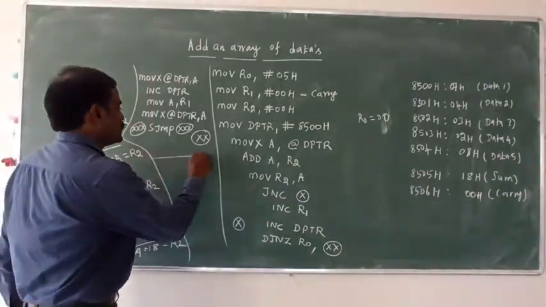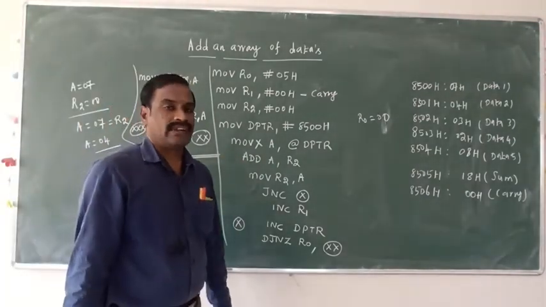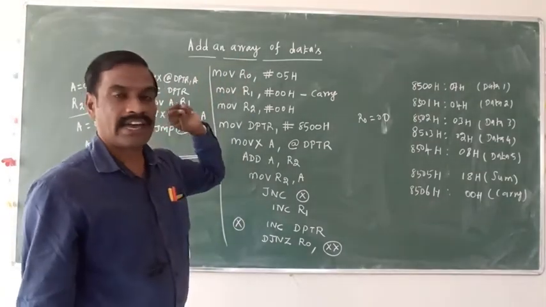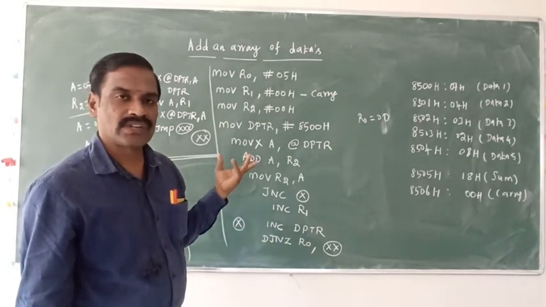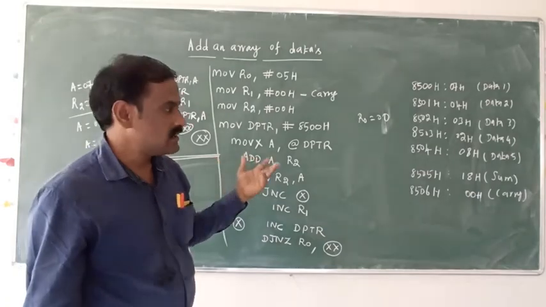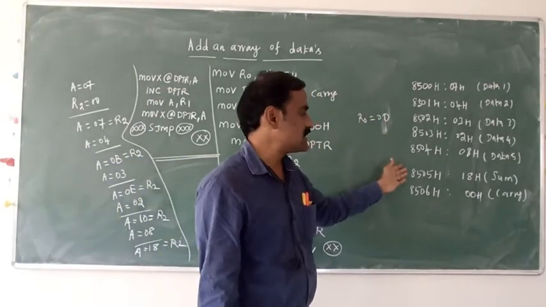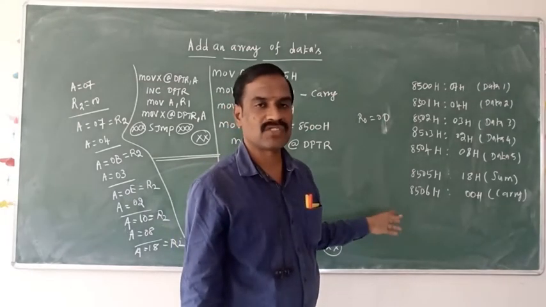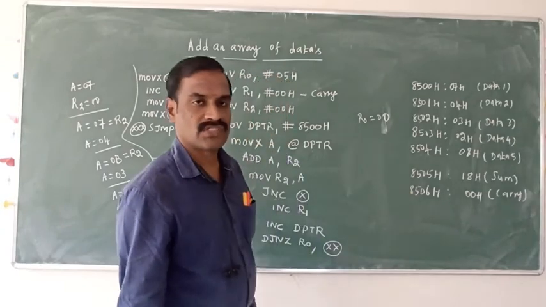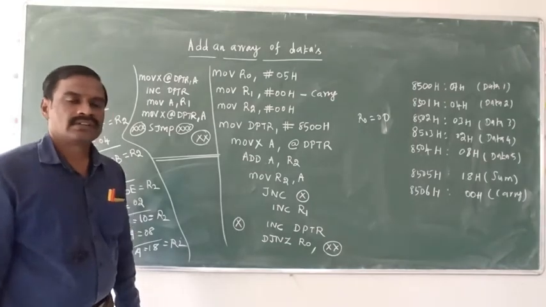This is the program to add n number of data. N number of data means an array, that is, a number of memory address locations. Here the number of data is available in memory. We can add the data and store the result in the next memory address location, and the carry will be stored in the next memory address location. This is the concept of adding an array of n number of data.